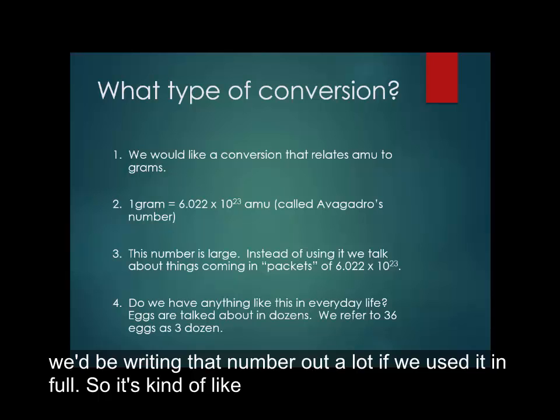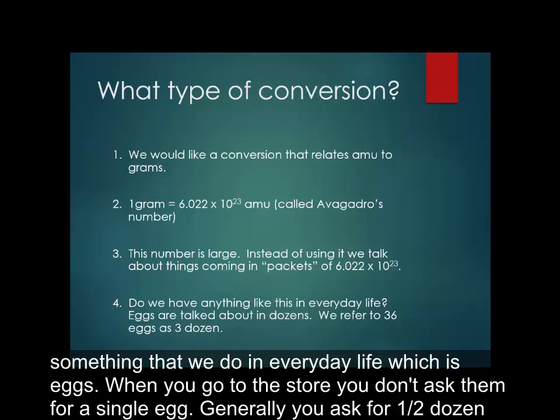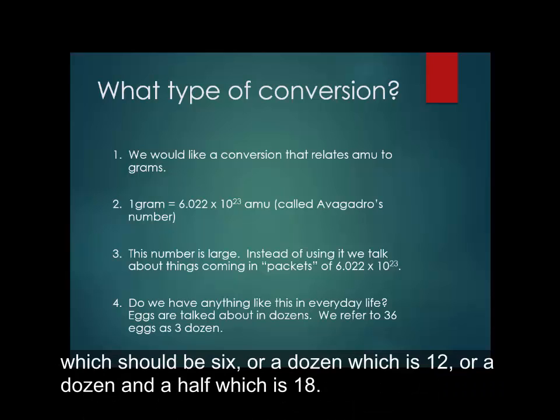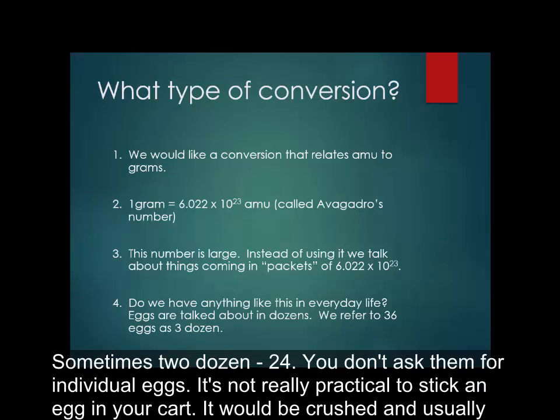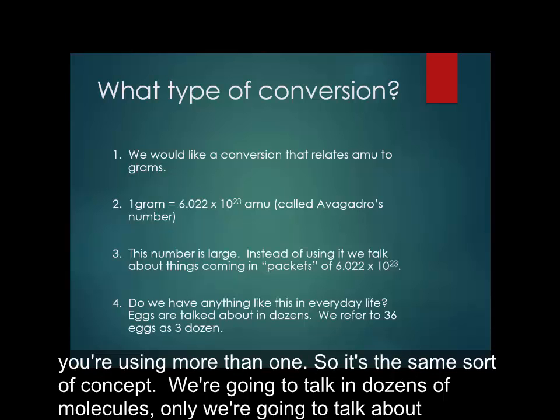So it's kind of like something that we do in everyday life, which is eggs. When you go to the store, you don't ask them for a single egg generally. You ask for a half dozen, which would be 6, or a dozen, which is 12, or a dozen and a half, which is 18. Sometimes 2 dozen, 24. You don't ask for those individual eggs. It's not really practical to stick an egg in your cart. It would be crushed. And usually you're using more than one. So it's the same sort of concept.